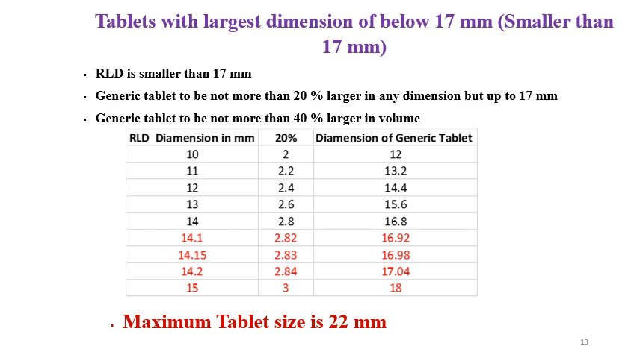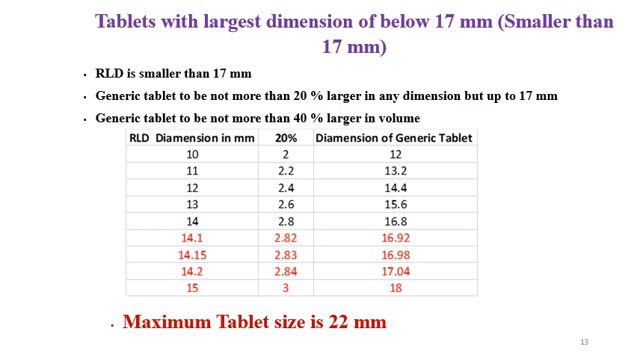But once the RLD dimension becomes 14.1, then you will be near 17 mm. If it is 14.2 mm, and you apply the 20% criteria, it will become 17.04 mm. So as per the guideline, the generic applicant may not go beyond 17 mm if the RLD is smaller than 17 mm. So this is the main thing to understand here.